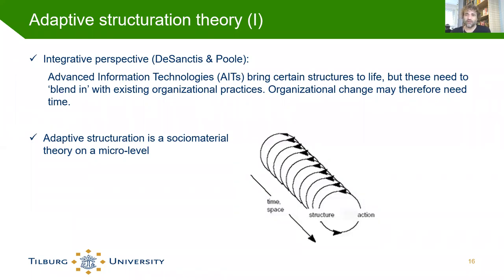If you remember social materiality, a broad theory about the interplay between society and technology, adaptive structuration takes that concept of social materiality and applies it to the micro level, specifically to the use of what they call advanced information technologies, but it's basically the use of information technology within organizations. They explain how those technologies interact with other structures of the organization and so affect the way that people work in the organization, the way that people use that technology. So it's a social material theory on a micro level.